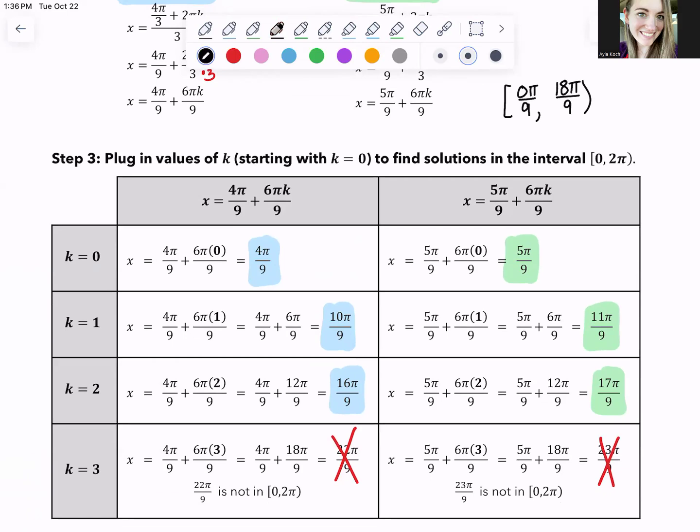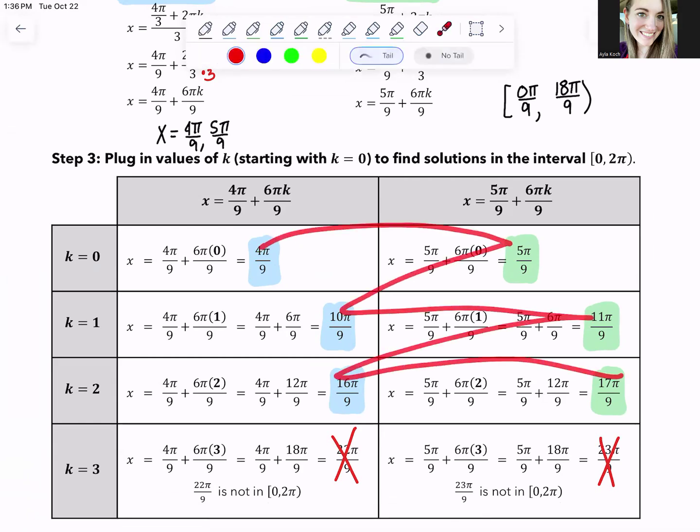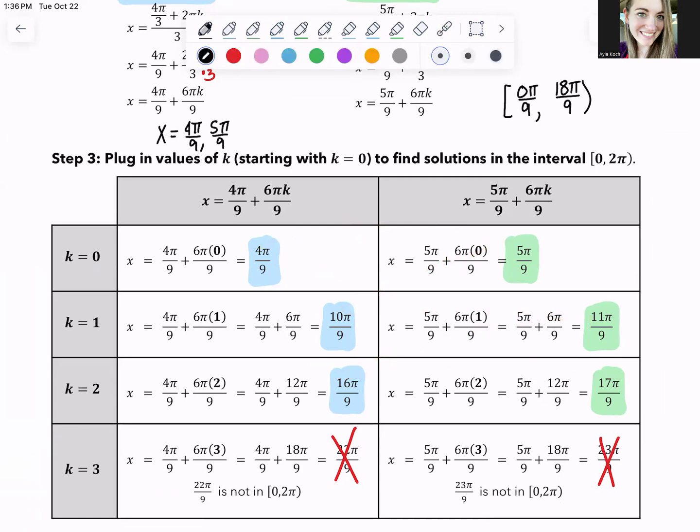I should have left space to put what the answers are, but our final answer, oops, see here, is x equals 4 pi over 9, 5 pi over 9. I'm just kind of reading them in order. 4, 5, 10, 11, 16, 17. 4 pi over 9, 5 pi over 9, 10 pi over 9, 11 pi over 9, 16 pi over 9, and 17 pi over 9 are all of the answers to this one.